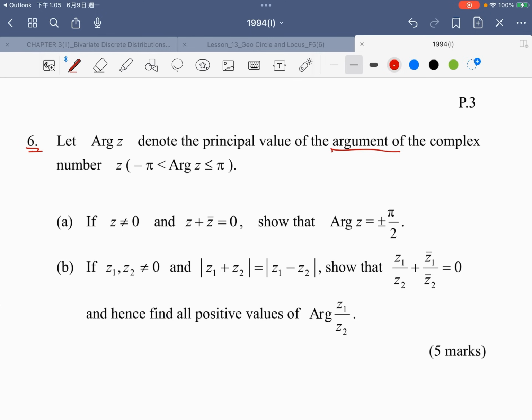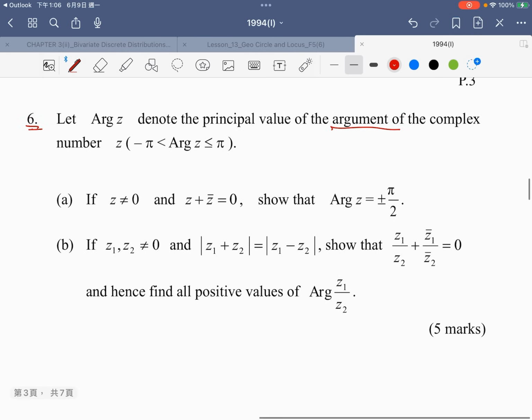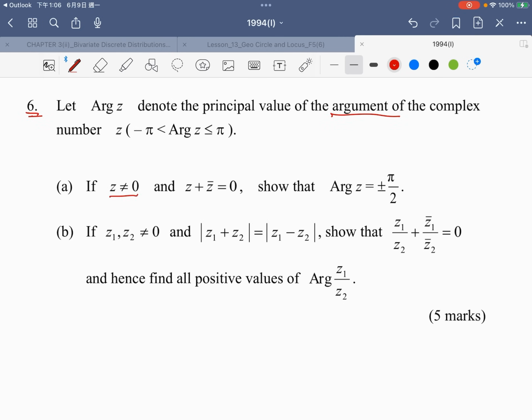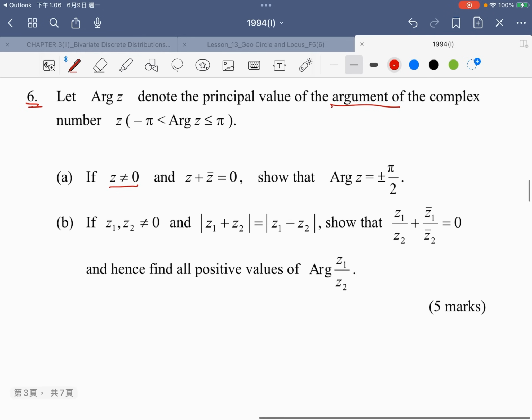z is between negative pi to pi. And for the first part, if z is non-zero, then z plus z conjugate equal to 0. So the argument of z is actually equal to positive or negative pi over 2. Okay, let's see that if z is r cosine theta plus i sine theta, and z conjugate equal to r cosine theta minus i sine theta.